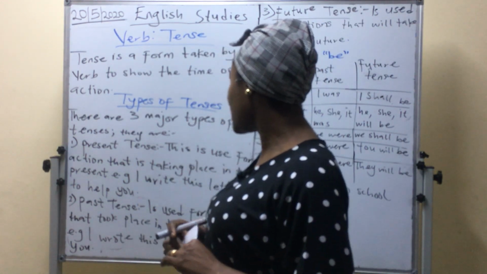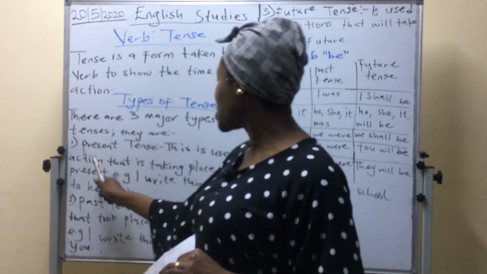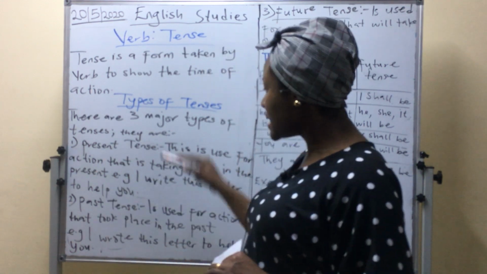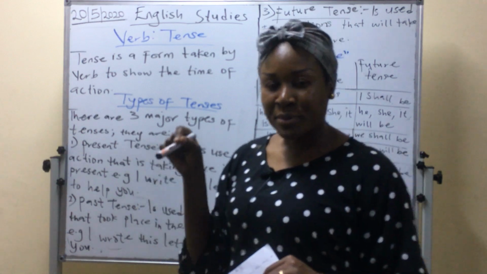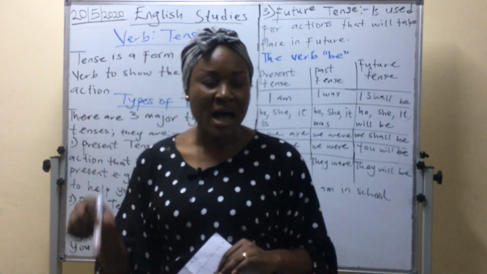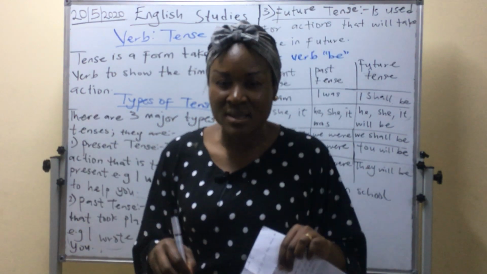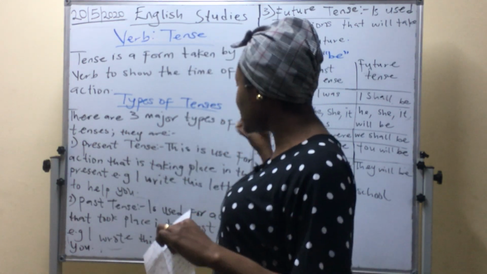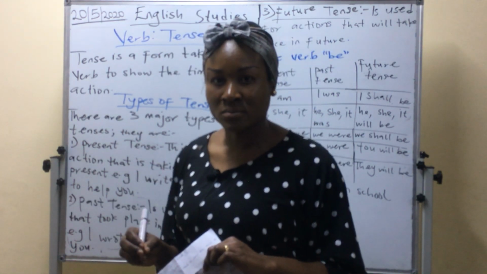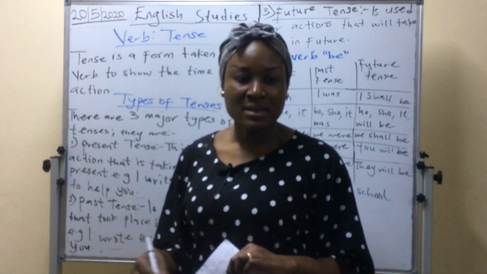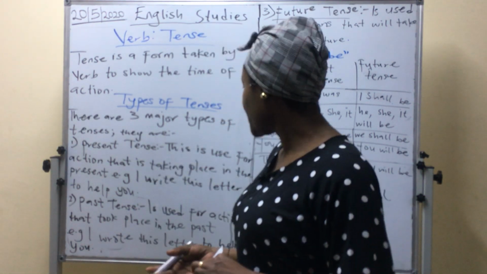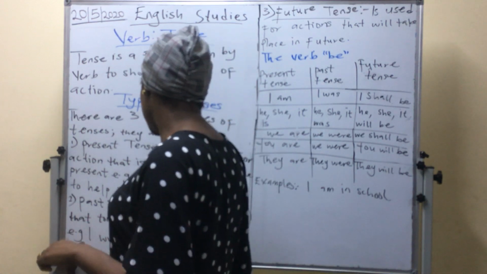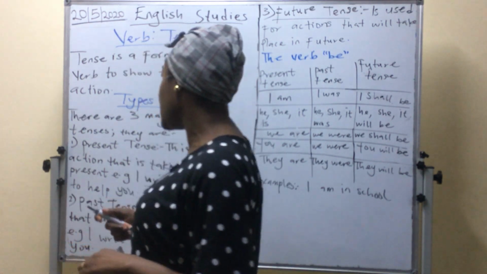Now, what is present tense? This is used for action that is taking place in the present. Present tense is used for action that is taking place in the present, taking place now. For example, I write this letter to help you. The word write shows that it's taking place in the present.